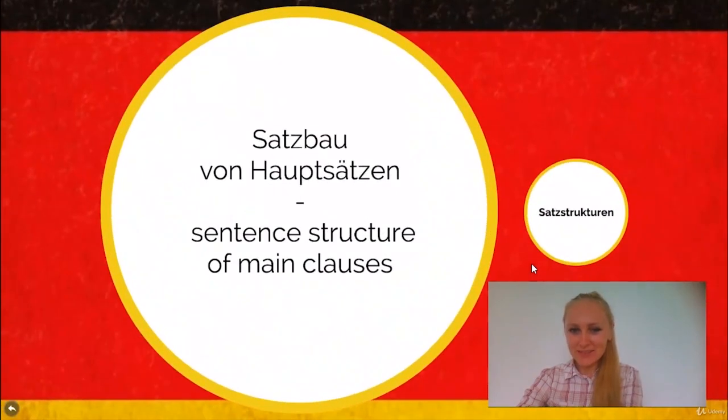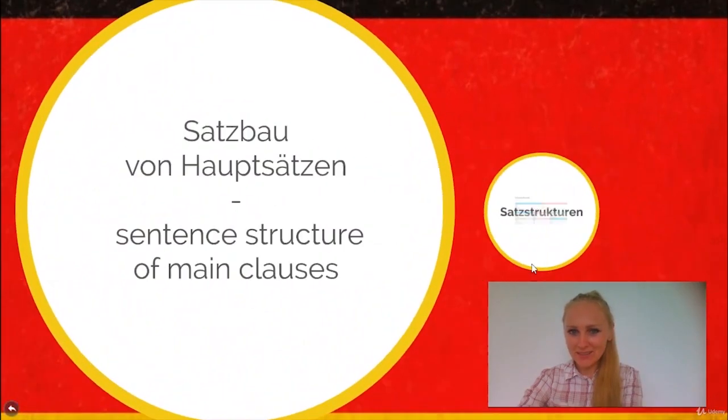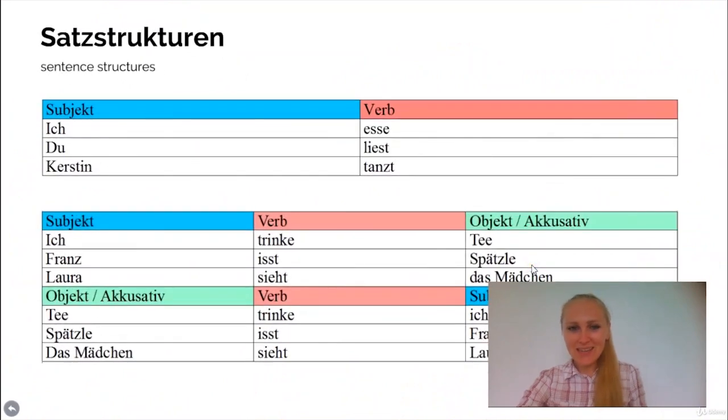Okay, so it's about the sentence structure of main clauses in this chapter. And let's see how we form sentences in German. So usually we start with the subject and then continue with the verb. Now this is a very basic sentence here, where we just have a subject and a verb. So ich esse, which means I eat, du liest, you read, Kerstin tanzt, Kerstin dances. Very simple. So we start with the subject, and then the second position is the verb.